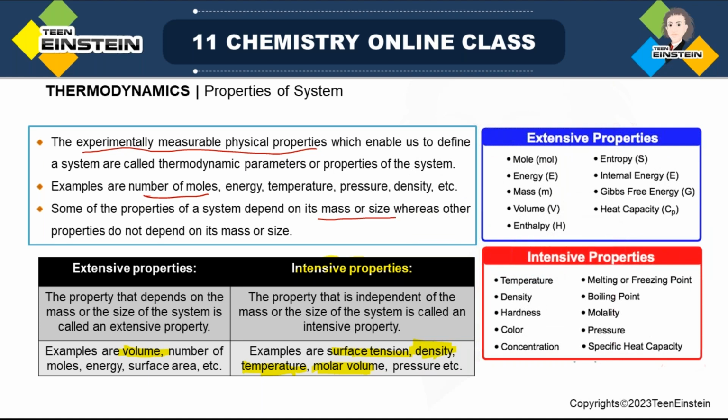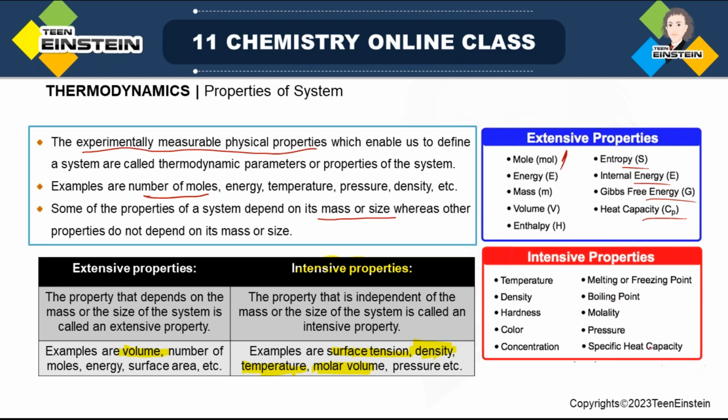Some more examples are also there, because based on this you can get questions. Extensive properties: number of moles. If you do not know the total mass, how will you calculate the total moles? Then energy, then mass, obviously it is extensive. And here you can see some terms, though we have not learned them, but once this chapter is finished and you have a proper idea about all these terms: entropy, internal energy, G, heat capacity, then you will be able to see that all these are extensive properties.